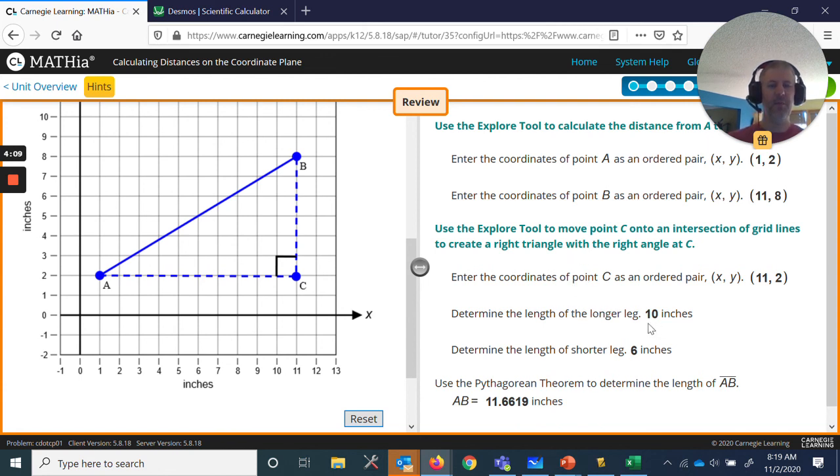And then lastly, remember the Pythagorean theorem is a squared plus b squared equals c squared. a and b are my two legs. c is my hypotenuse, always across from that 90-degree angle.